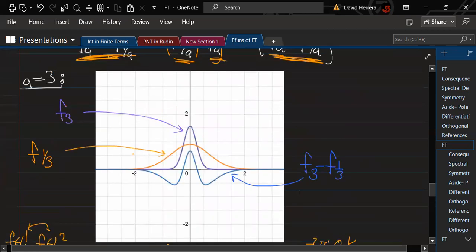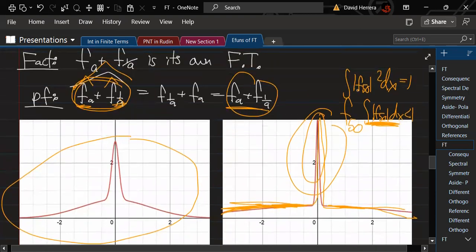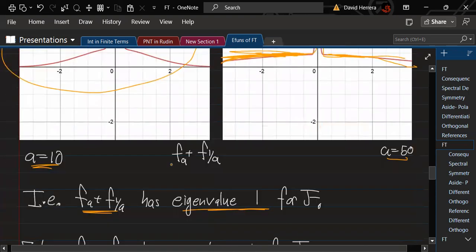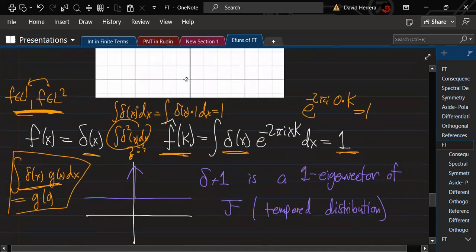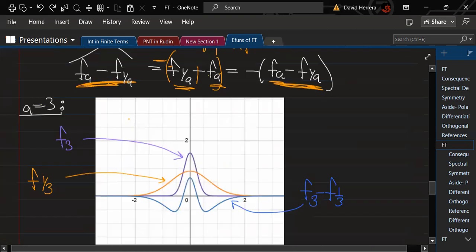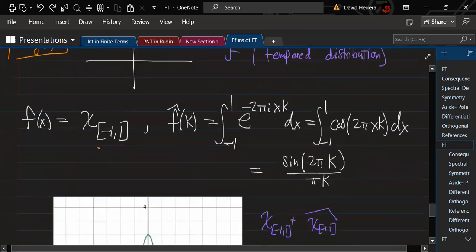The point is that this example right here, even though it looks similar, is a different idea. The idea here is that you have an L2 function that is sharply peaked at the origin with L2 norm 1. But this Dirac delta peaked at the origin has L1 norm 1, but L2 is not really a well-defined notion. So I wanted to give this example and say it's different from the other examples we have.